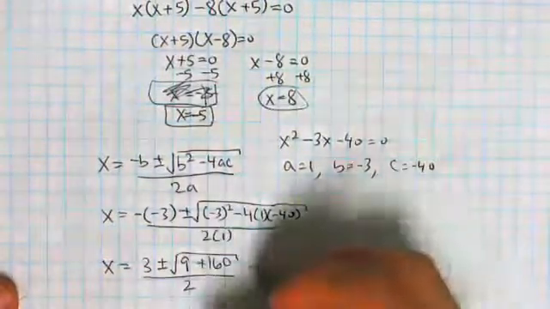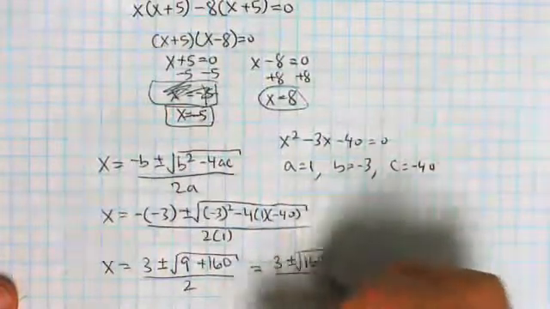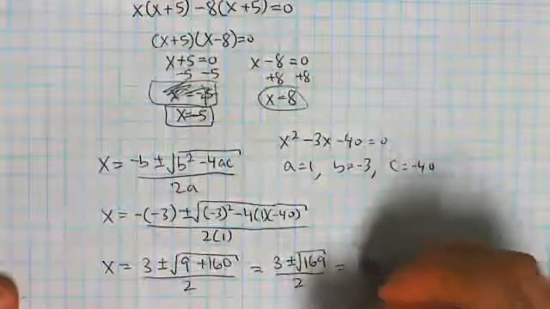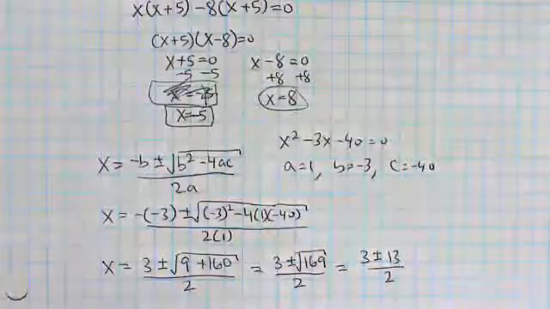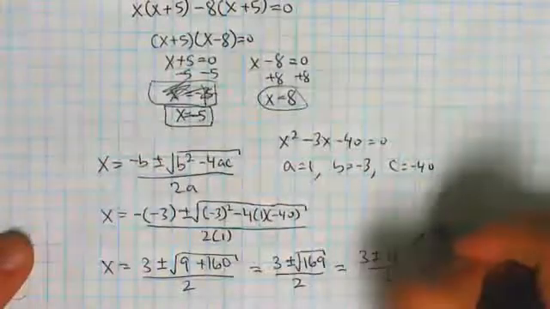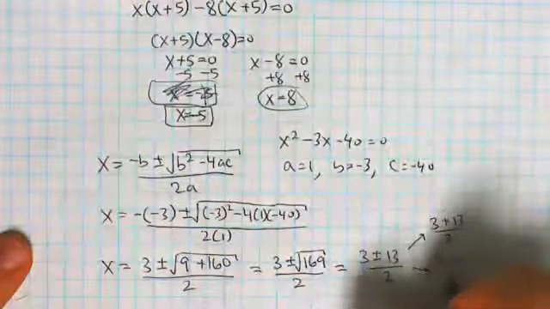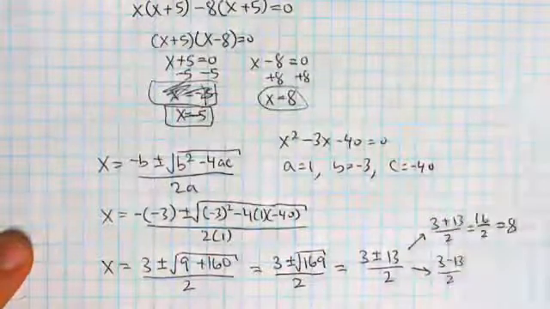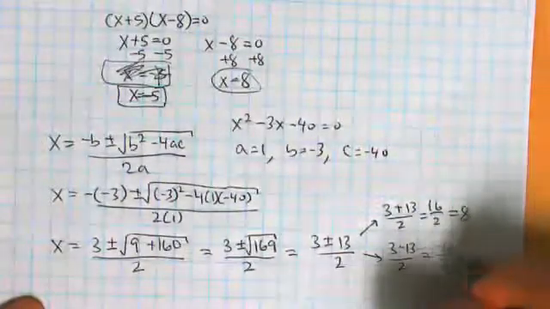From here, we then get that we have 3 plus or minus the square root of 169, as that's what 9 plus 160 is. The square root of 169 is 13. So what we actually have is 3 plus or minus 13 divided by 2. From here, we are then able to solve this as two separate equations. One where we have 3 plus 13 over 2, and the other where we have 3 minus 13 over 2. 3 plus 13 is 16. 16 divided by 2 is 8. 3 minus 13 is negative 10. Negative 10 divided by 2 is negative 5.